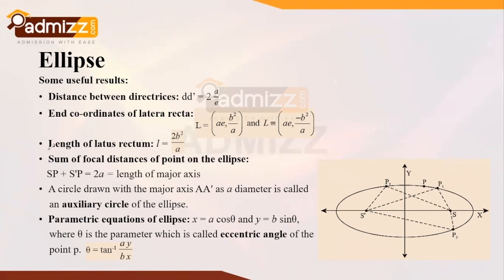Now these are the useful results which we need to keep in mind before we come to the simplification of problems dealing with the ellipse, since we will be utilizing these results for the simplification aspects. So we need to learn this pretty well. Then the parametric equations of the ellipse are given by x is equal to a cos theta and y is equal to b sin theta, wherein theta is the parameter value, which is also known as the eccentric angle of the ellipse at a particular point P. This theta value can be obtained by using the equation theta is equal to tan inverse of (a by b into y by x).